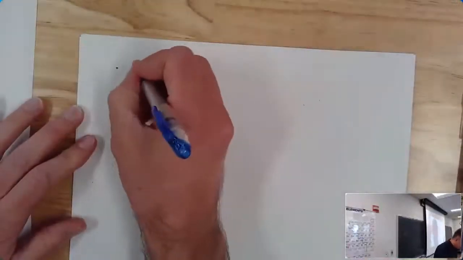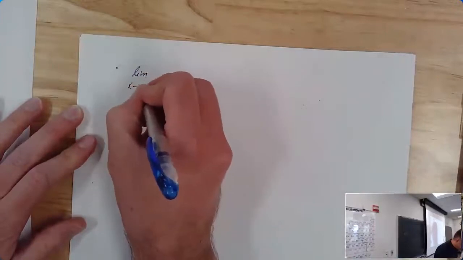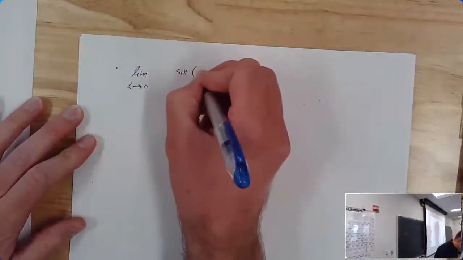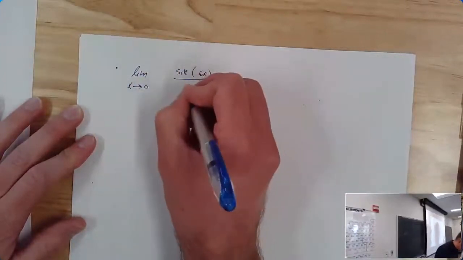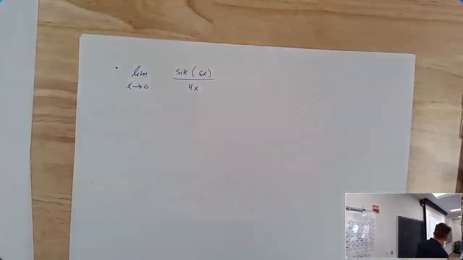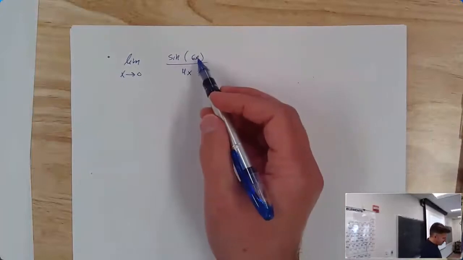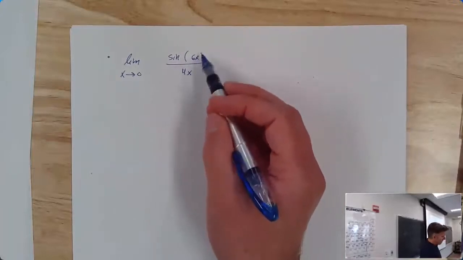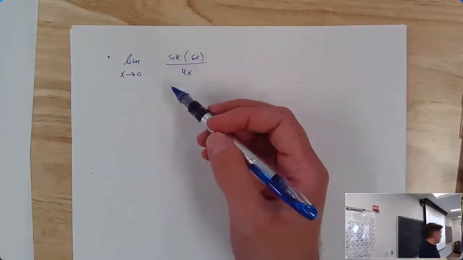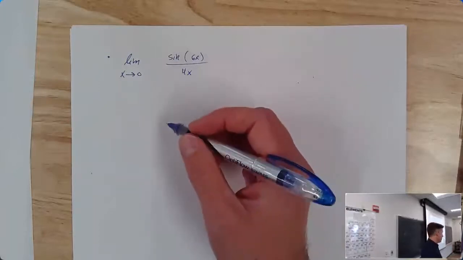So let's say I want to find the limit as x approaches 0 of sine of 6x over 4x. So now I have a problem. I have sine of a thing over a slightly different thing, and both those things are still going to 0. This limit's not going to be 1 because those things are not the same.